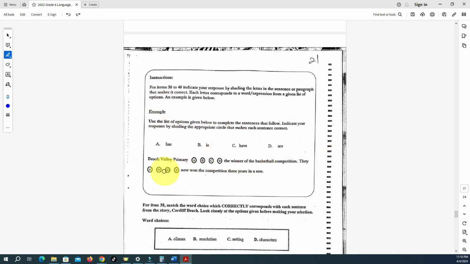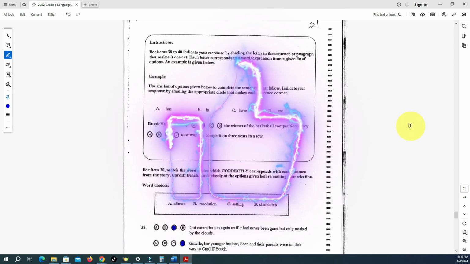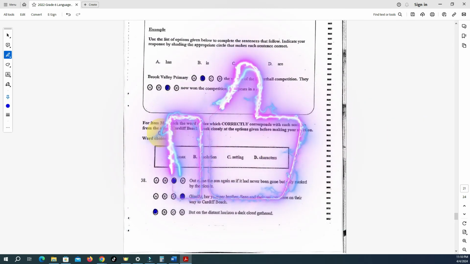So here's an example. It says Brook Valley Primary is the winner of the basketball competition. It would be "is", so I'll say B for this one. They have now won the competition 3 years in a row. I would say "have" would be C, so I'll select C. So that's how the group answers work. All right, so let's go on to the real thing. That was just a practice.